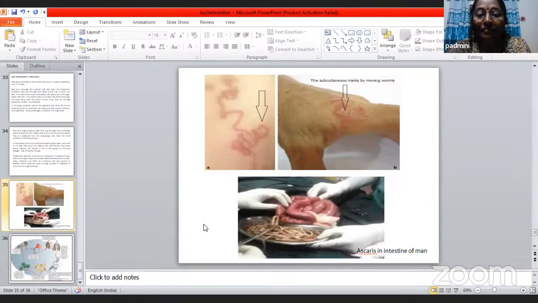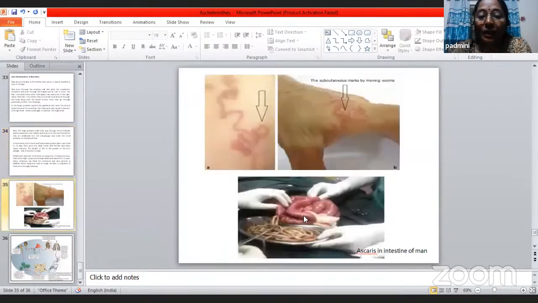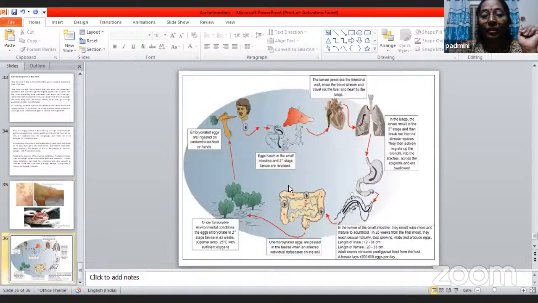Not very dangerous, but definitely it gives us discomfort. As I told you all, you sometimes have abdominal discomfort and there's a block in the intestine. Once it is blocked, you can imagine, proper nutrition is not going over there. The food is not digested and it completely blocks the intestine. So when you have abdominal pain, that is when it has to be operated and the Ascaris have to be removed. So this is the life cycle of Ascaris. With that, we come to the end of this topic.